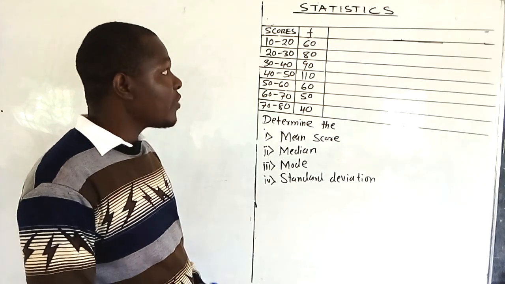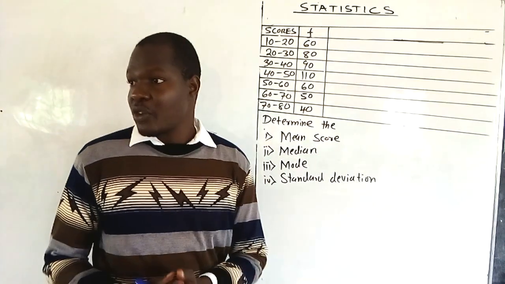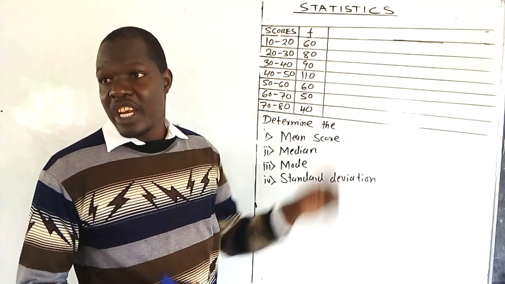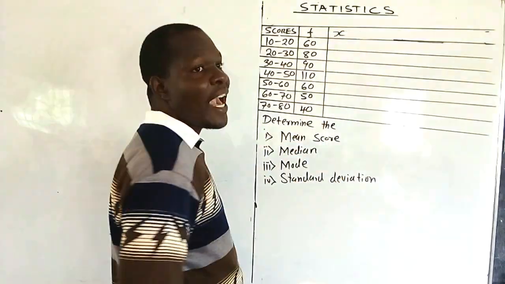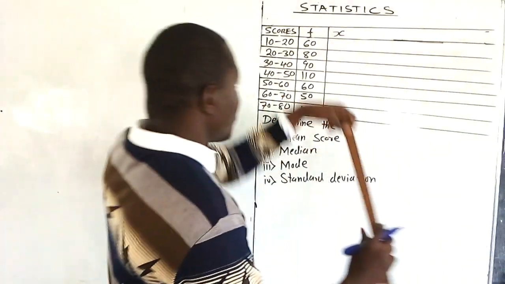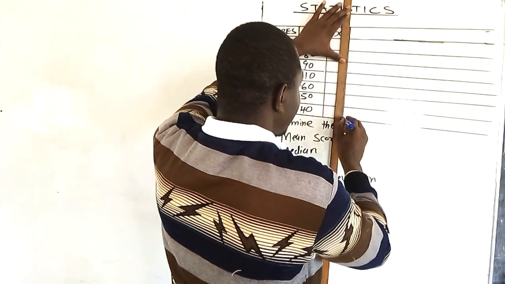Before we get all this, the first thing we need for the mean is a single value representing each and every class, isn't it? That single value is going to be denoted by X, the midpoint of each and every class. So X, the midpoint of each class, introduce the column of X.